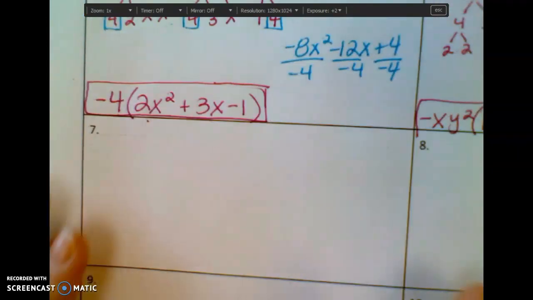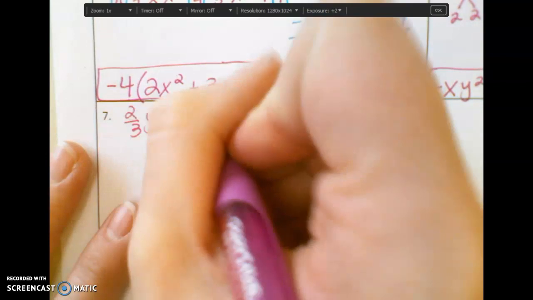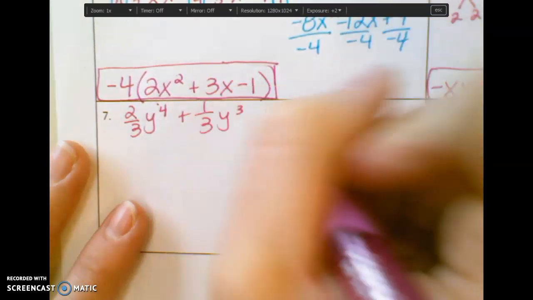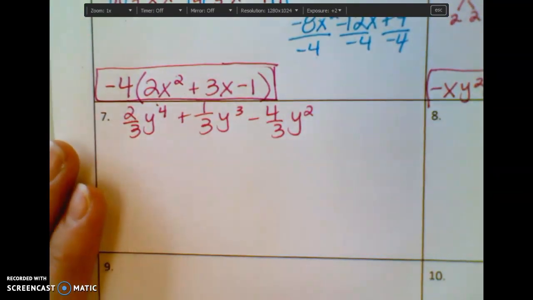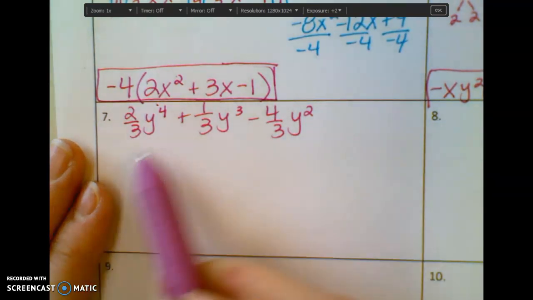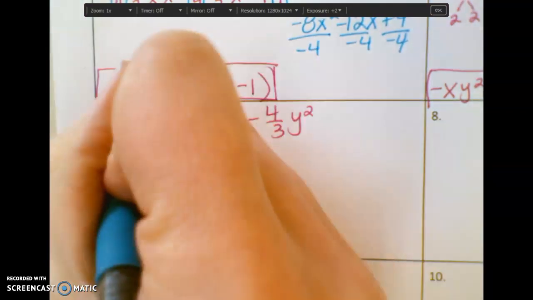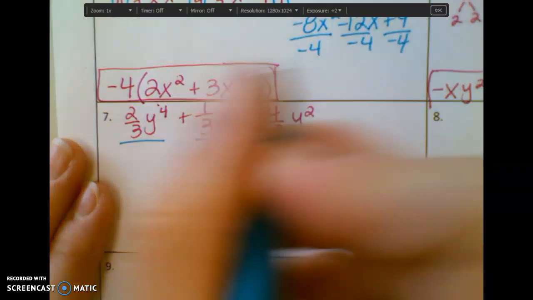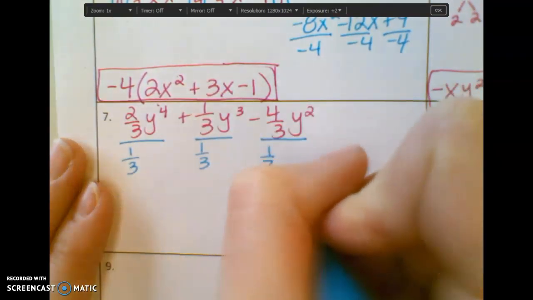All right, number 7. We have 2/3 y to the 4th plus 1/3 y cubed minus 4/3 y squared. This one looks a little different because we just have fractions. So we're still going to ask ourselves, what can we take out of every single fraction? What do they all have in common? Well, they all have in common a 1/3. So we can take out 1/3 from each of them.